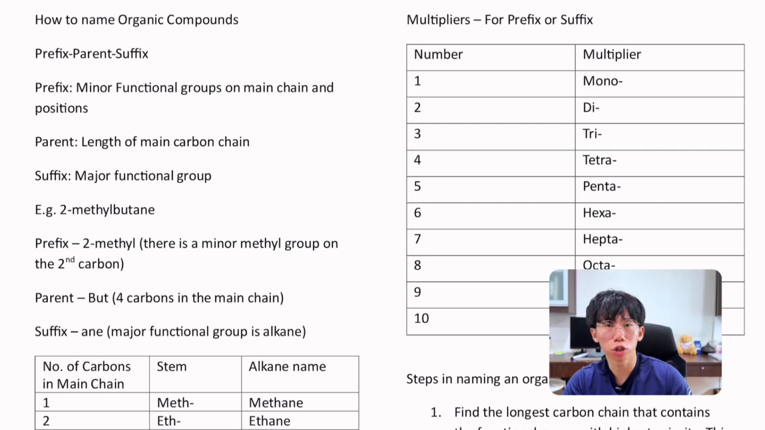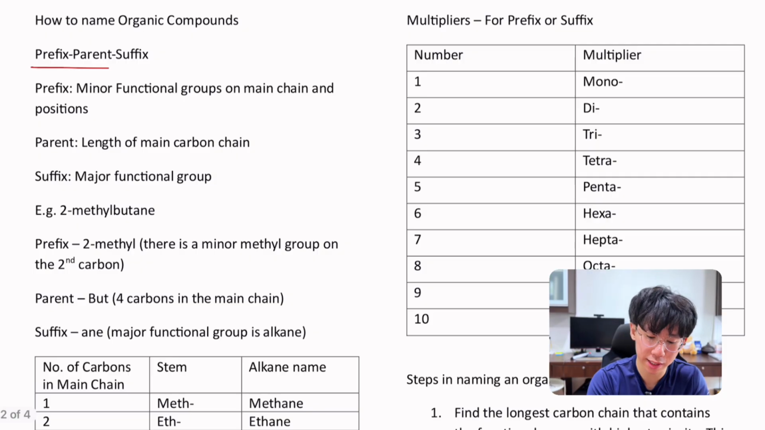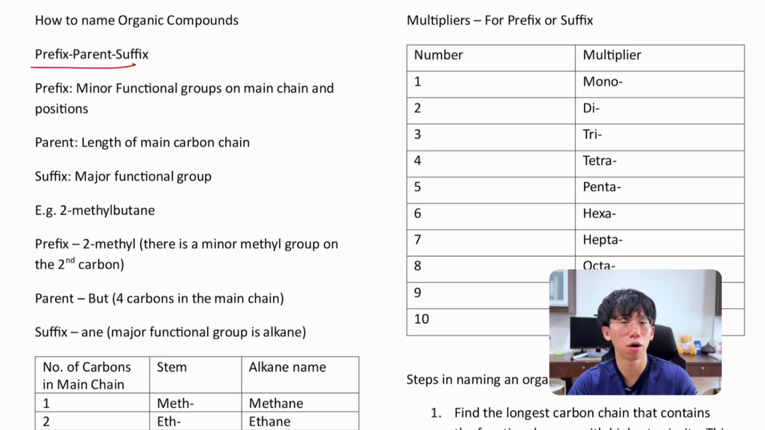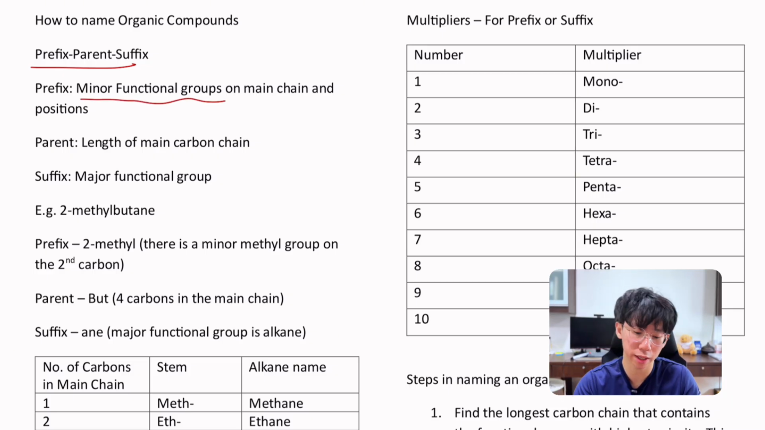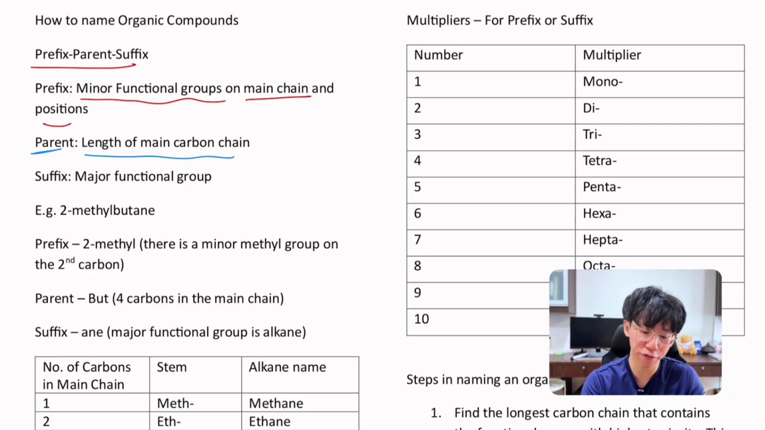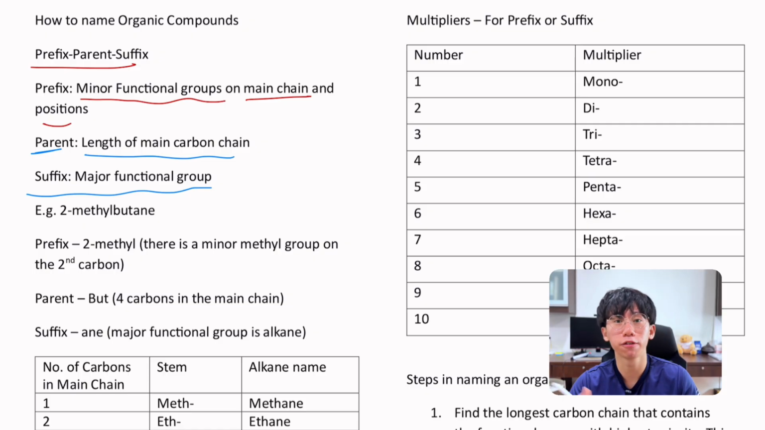Moving on, we're going to talk about how to name your organic compounds, or how to tell the structure of an organic compound from the name. It's vice versa. In a typical name, you have a prefix, a parent, and a suffix. Let me explain how each of these tell the structure of a compound. The prefix is the minor functional groups on the main chain, and the positions are also told by the prefix as well. The parent is where you can find the length of the main carbon chain, and the suffix is where you find the major functional group.